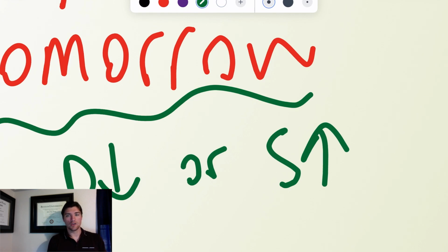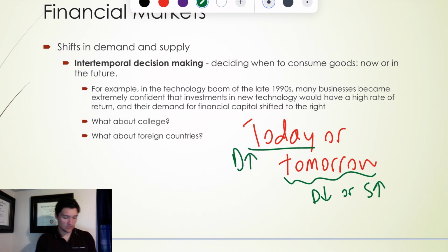So again, it goes back to what are you doing at the bank? Are you using their money, your money? And what are you doing with your money? So that's how we will shift the demand and supply for financial capital. Again, I like to think about it as the bank and what we're doing there.